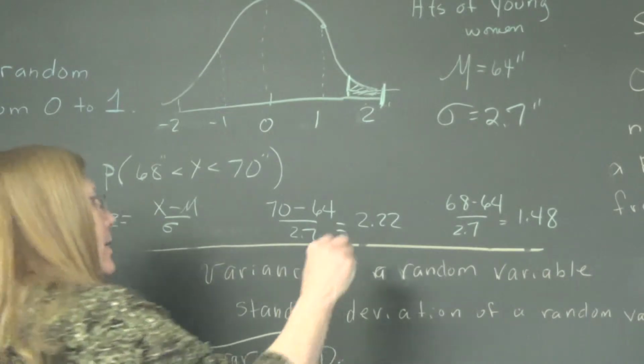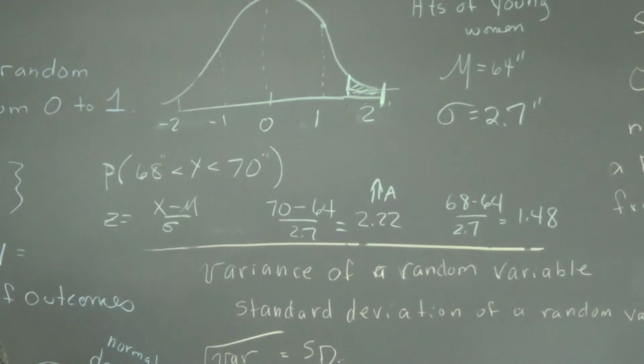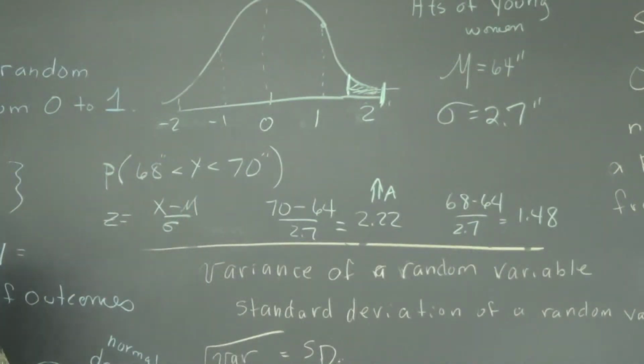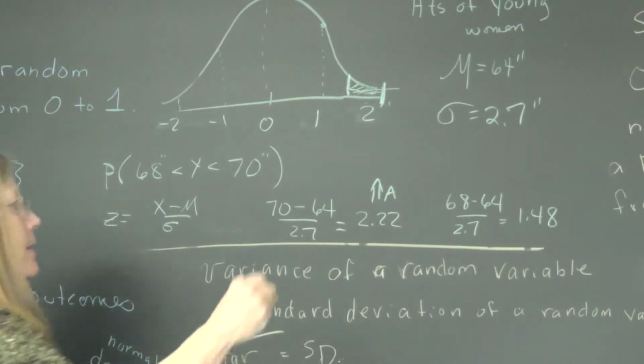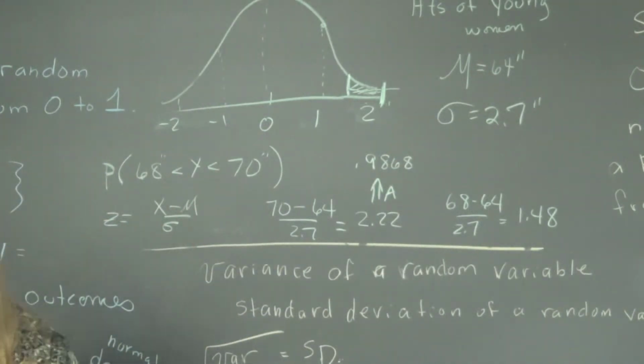So go ahead and look up 2.22. I'm going to put a little arrow with chart A to show you where the number came from. Do you remember how to use it? Go down 2, positive 2, 2.2, and then go over 2. So our chart will go over to 2.22. I got 0.9868. Do you get the same? Yeah, 0.9868.